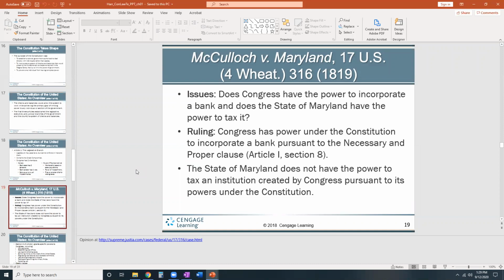One of the earliest Supreme Court cases involving congressional power was the case known as McCulloch versus Maryland. What this case dealt with was, does Congress have the power to create a bank, and does the state of Maryland have the power to tax it? This was an important case because it's one of the earlier cases where we try to figure out who is stronger in that relationship, the federal government or the individual state.